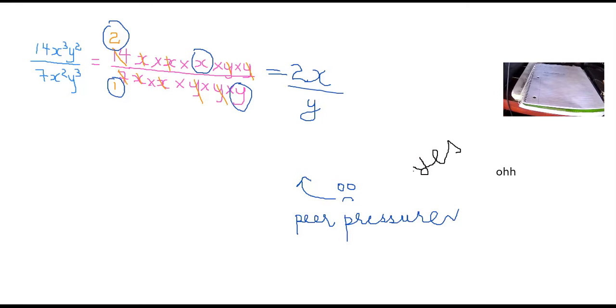I still cannot write in cursive anymore. Well, especially on computer. Anyway, so I'm going to clean down the board now.